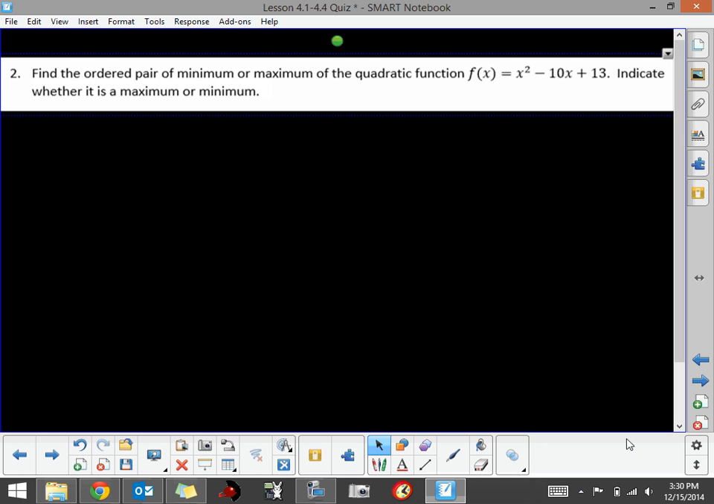Question 2 says find the ordered pair of the minimum or maximum of the quadratic function given, and indicate whether it's a maximum or minimum. So I'm going to go back to my reference point: I know what the shape of all quadratic graphs is going to look like. Our quadratic graph has two choices. It either looks like a smiling U or a frowning U.